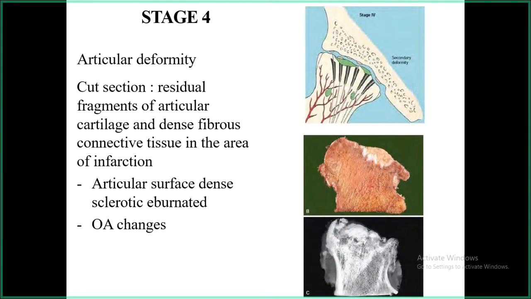In stage 4, it is an advanced stage. So on gross, it shows articular deformity. On cut section, it shows residual fragments of articular cartilage and dense fibrous connective tissue in the area of the infarction. The articular surface is dense, sclerotic and eburnated, with osteoarthritic changes.